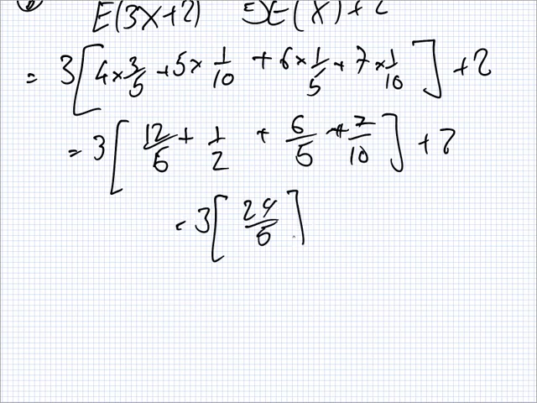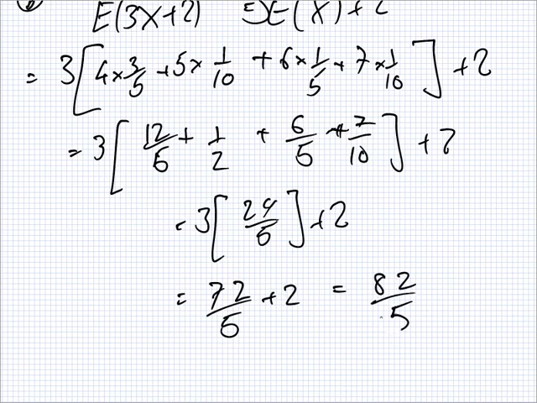3 times 24/5 plus 2. So that's 72/5 plus 2, which is 82/5, which is 16.4. Is that okay? Did you get that?